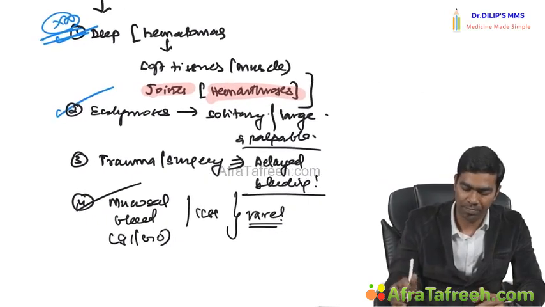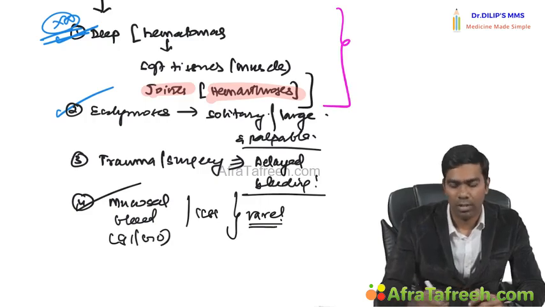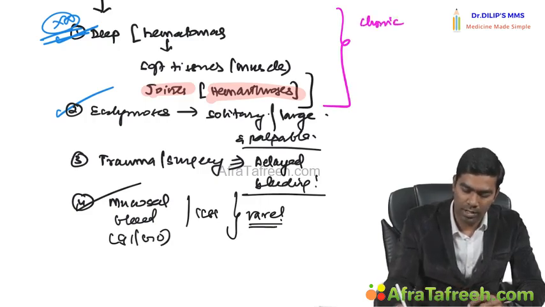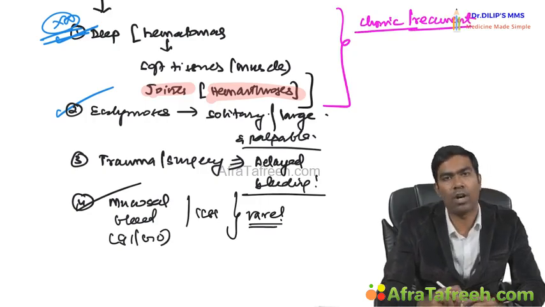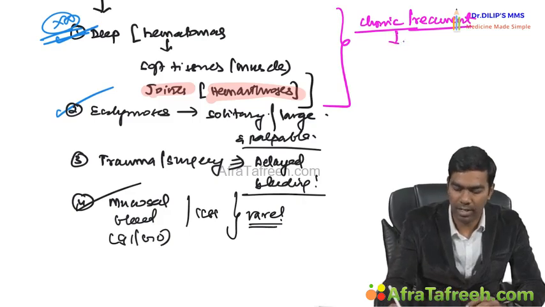At the same time, these hematomas which I told you about, if they happen chronically and recurrently, can give rise to a very peculiar clinical feature called a hemophilic pseudotumor.